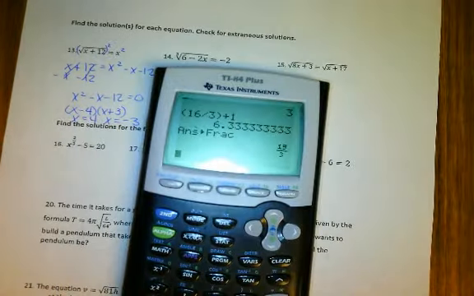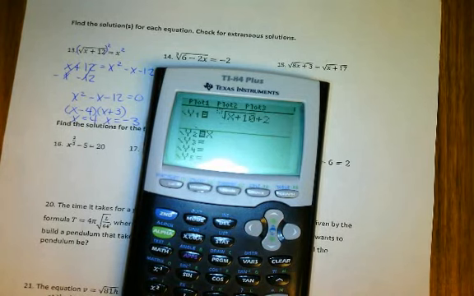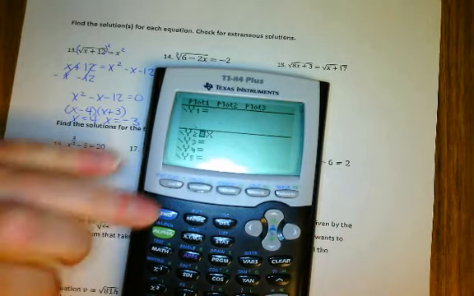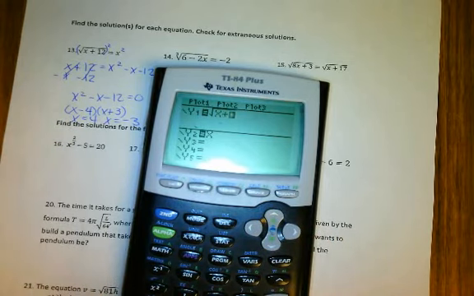All right, so now what I'm going to do is make sure I don't have any extraneous solutions. So here I'm going to do x plus 12.